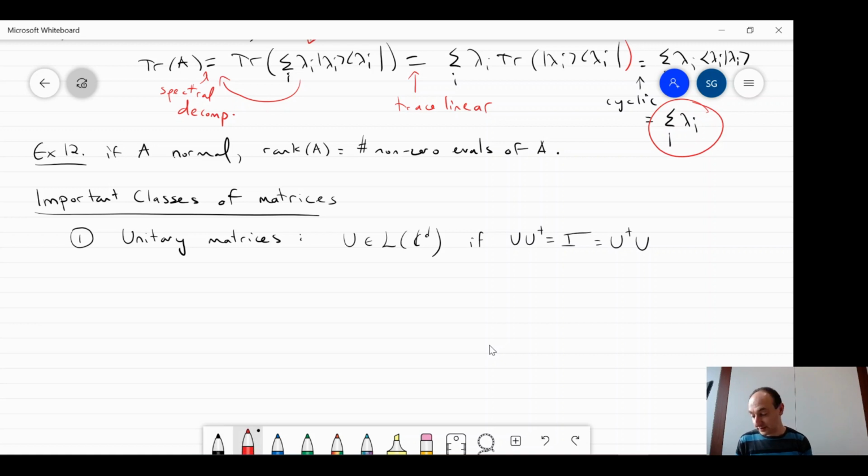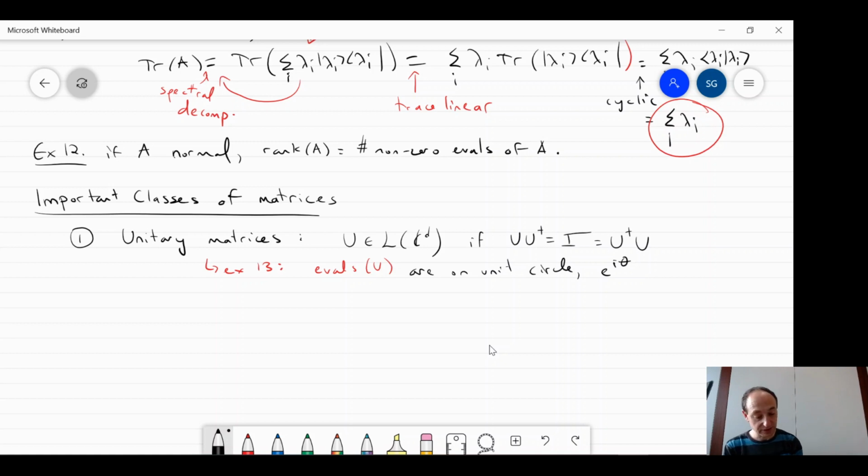Okay, and I'll leave this to you, exercise 13. The eigenvalues of unitary operators are always on the unit circle. They look like e to the i theta for some theta. They always look that way.